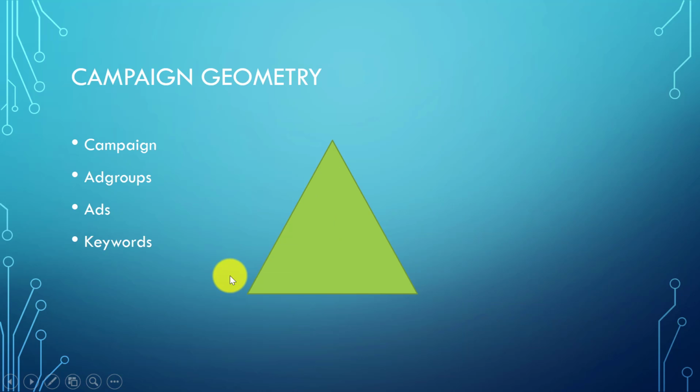So the campaign geometry. The name of the campaign, in this case, like let's say Ring Partner Plumber campaign, is at the very top. A campaign is composed of ad groups, and in each ad group you have ads, and in each ad group you also have keywords.